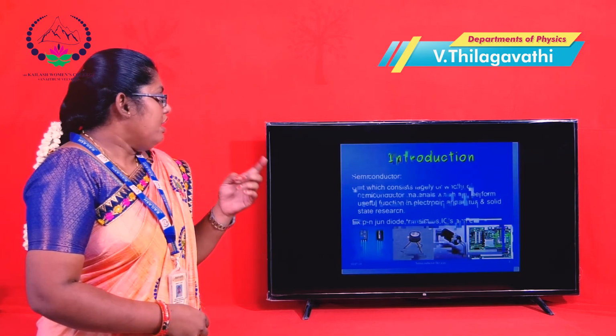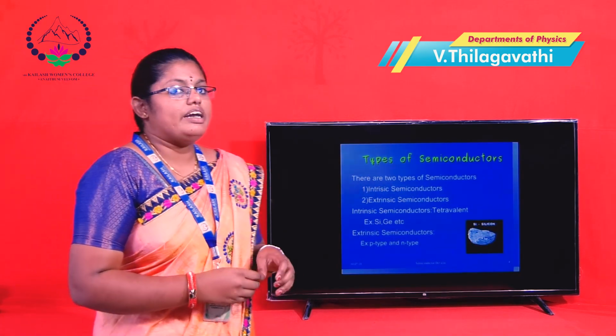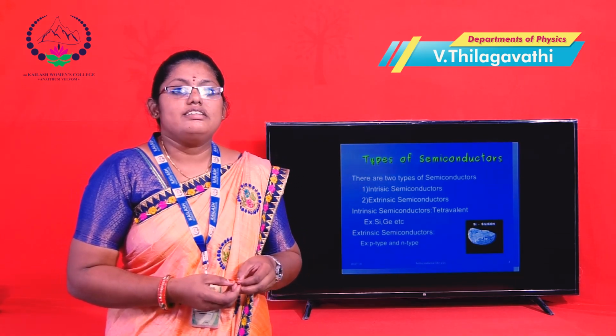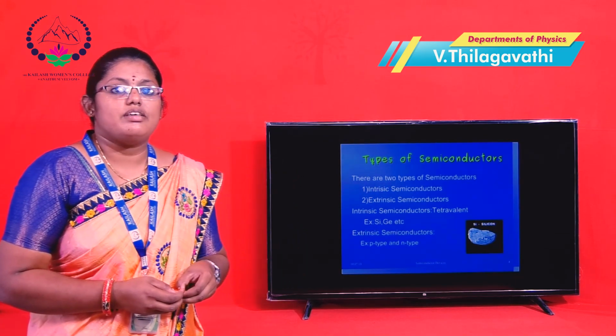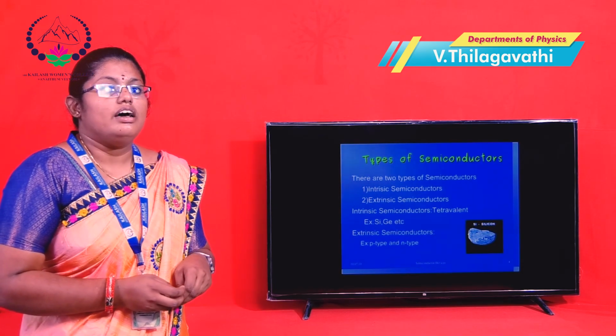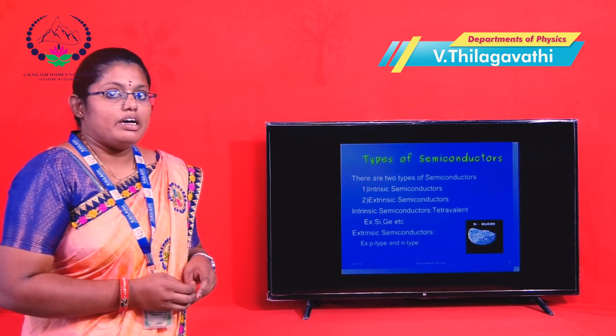Next, there are two types of semiconductor. One is intrinsic semiconductor, another one is extrinsic semiconductor. Intrinsic semiconductor is also known as tetravalent semiconductor. Examples are silicon, germanium. And for extrinsic semiconductor, the examples are P-type and N-type semiconductor.